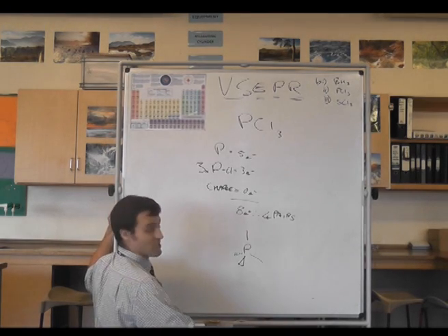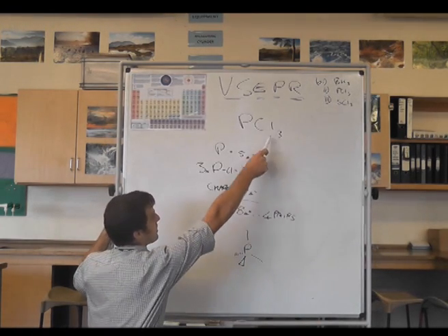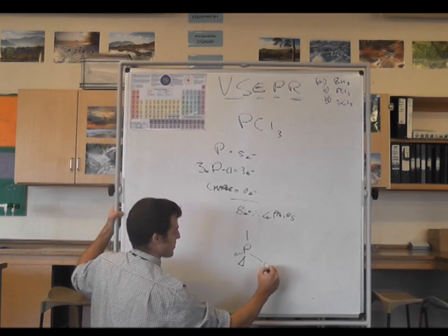Now we need to think how many of these are going to be bonding pairs. So we look, 3 chlorines, so we've got to fit 3 chlorines on. So let me just put my 3 chlorines on.